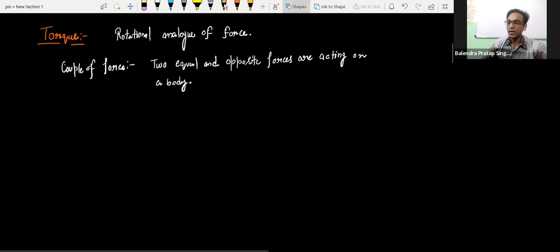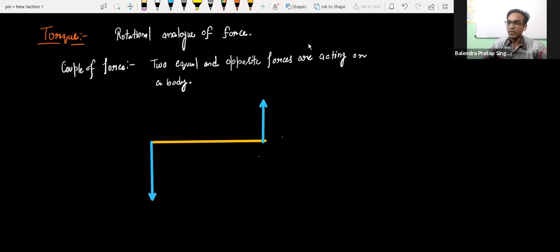Let me draw a figure so that I can give a more clear explanation. Suppose this is the line of action, and there is a force acting in this direction, and another force acting in this direction. So these are two forces which are acting in opposite directions. In this case, you can find the torque. Suppose the distance between these two forces is small d. That is the distance between these two forces.